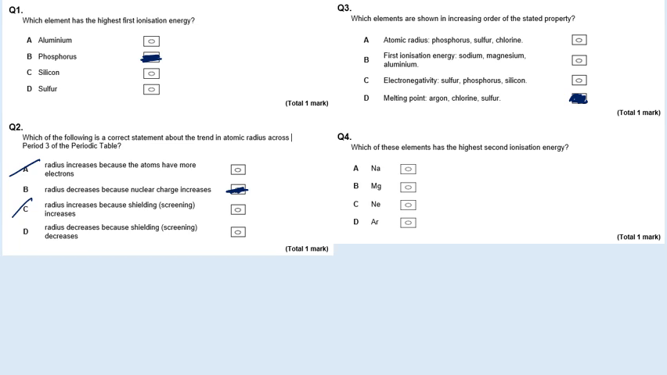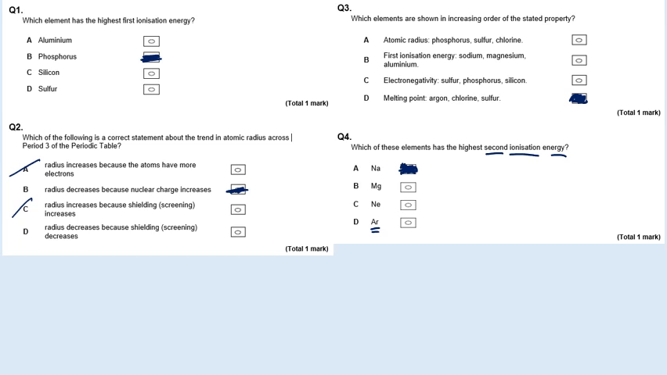Okay, question 4. Which of these elements has the highest second ionisation energy? Be careful there, because if it was first or second, it would be massively different. Because actually, if it was first ionisation energy, you would probably be picking argon. However, it's the highest second ionisation energy, and the answer here is sodium, because once you've removed the first electron, you are now in a whole new shell, which has significantly less shielding and a much smaller radius.